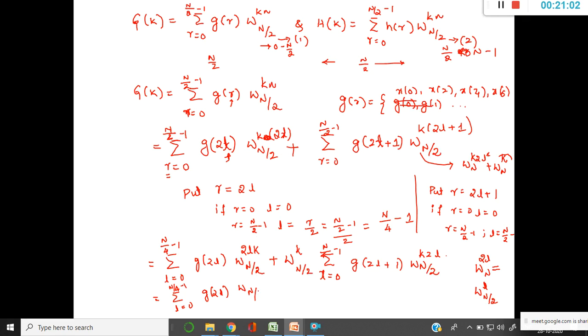Now this I can write as W to the power of l into k, and in this case if I write Wn to the power of 2l as Wn by 2, if there exists n by 2 in the original equation, then I can write it as n by 4. So this is Wn to the power of lk, where it is n by 4 point DFT, Wn by 2 to the power of k, summation l runs from 0 to n by 4 minus 1 g of 2l plus 1. So again, I can take this 2 here, therefore Wn by 4 kl. Is this clear?